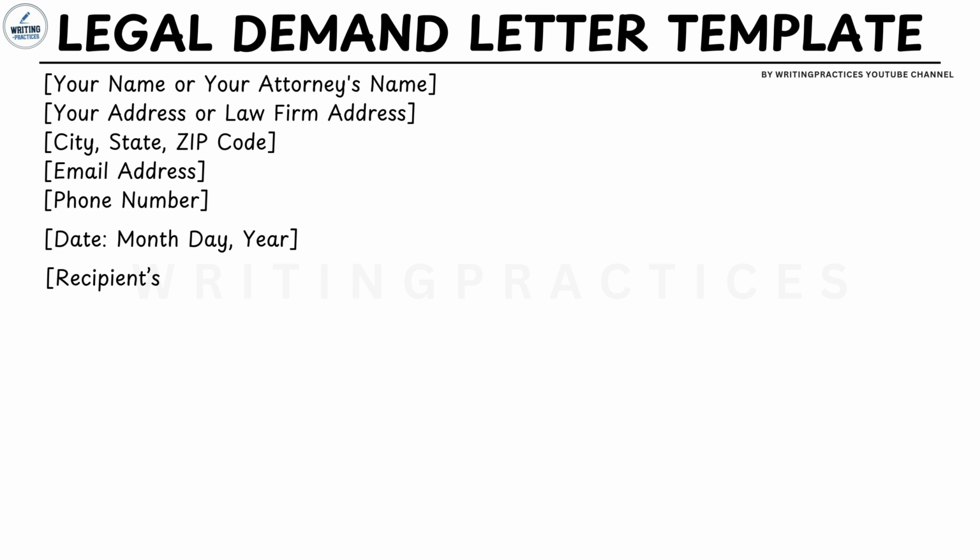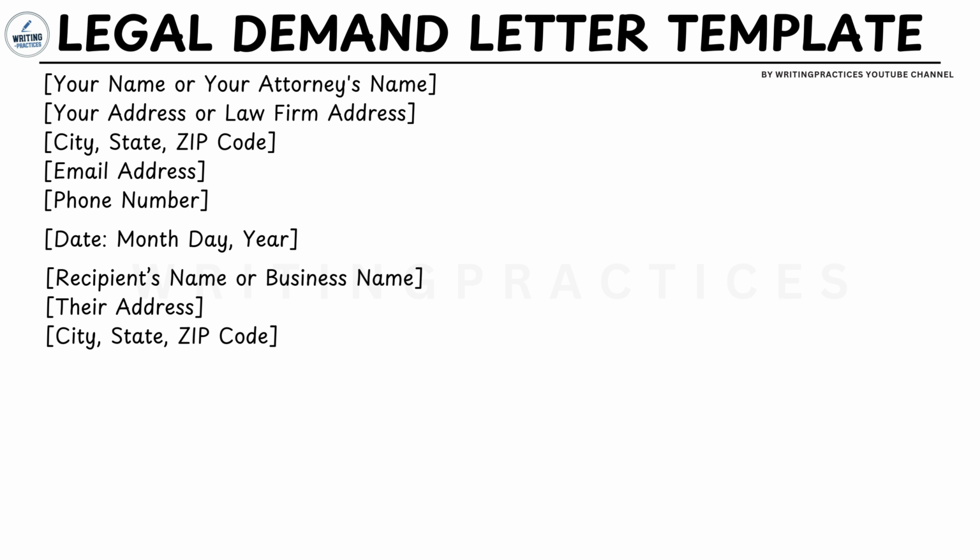Recipient's information. Next, we have the recipient's information. You want to make sure you're addressing the right person or business. Here's an example: recipient's name or business name, their address, city, state, zip code. This step is all about getting it right so your letter lands in the hands of the person who can do something about your issue. If you're dealing with a business, make sure you know who is responsible for these matters, whether it's a specific department or a particular person.